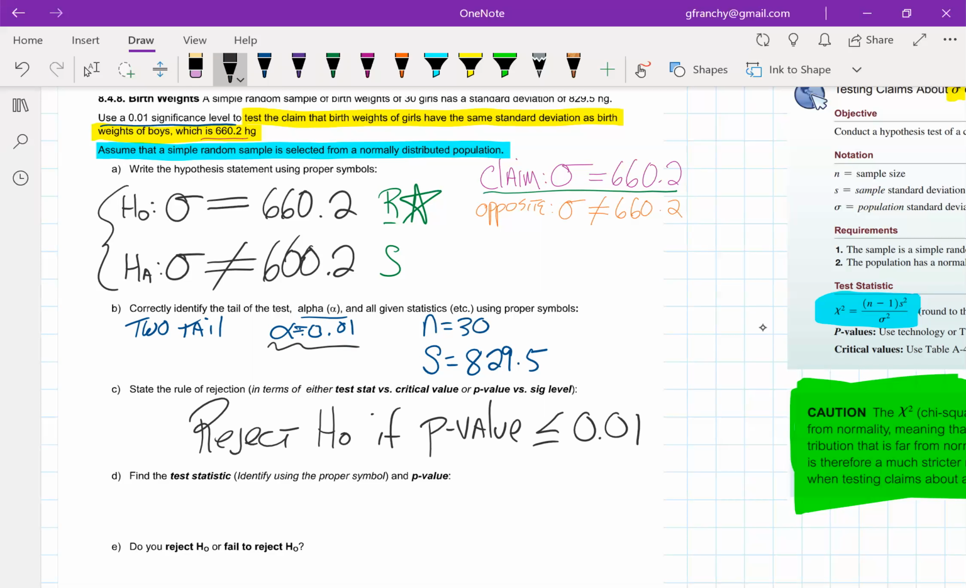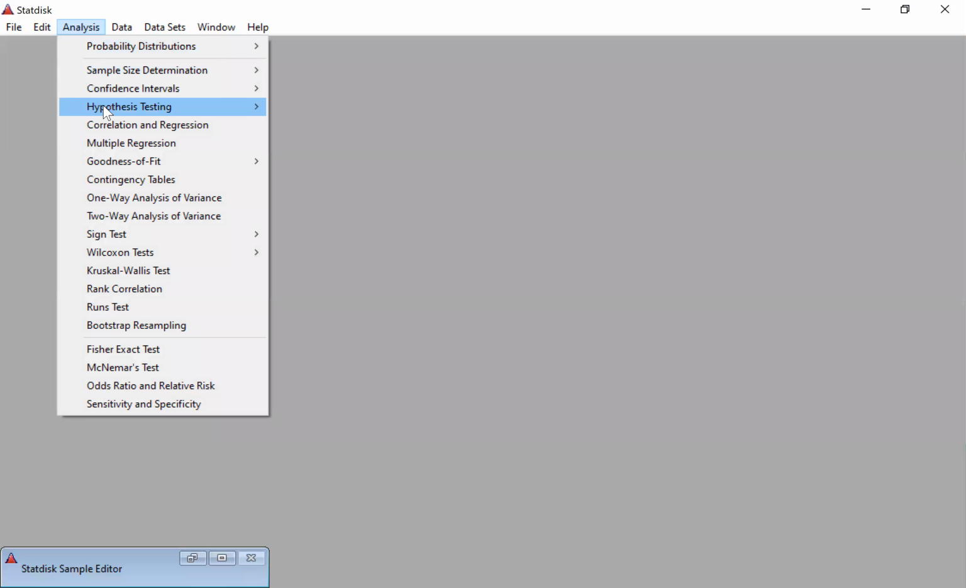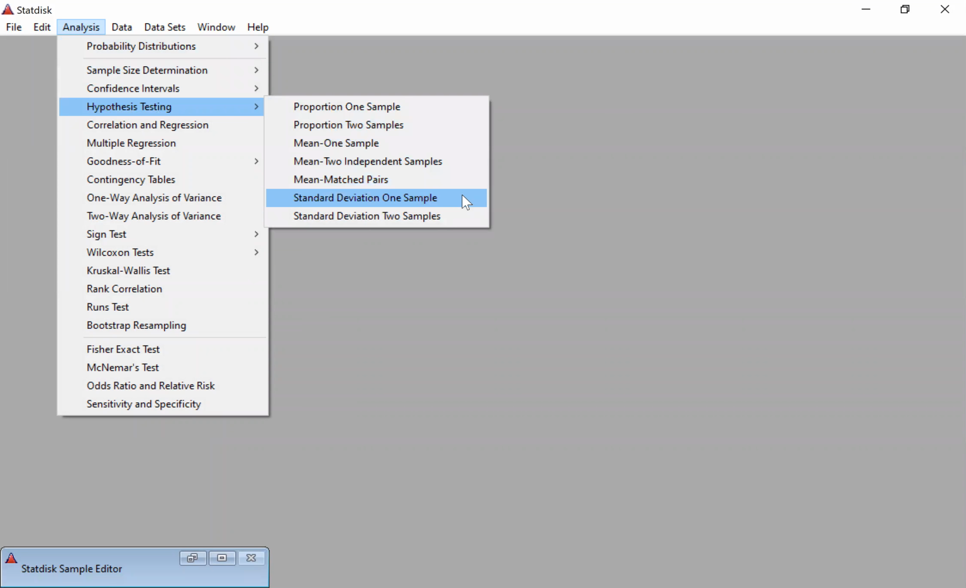0.01. So at this point, we're ready to go over to Statdisk to find our test statistic, which I just happen to know is chi-squared. If you don't happen to know it's chi-squared, don't worry, Statdisk is your friend. It will tell you that it's a chi-squared, and as well find the corresponding p-value. So let's head on over to Statdisk. We're going to go Analysis, Hypothesis Testing, Standard Deviation, One Sample.